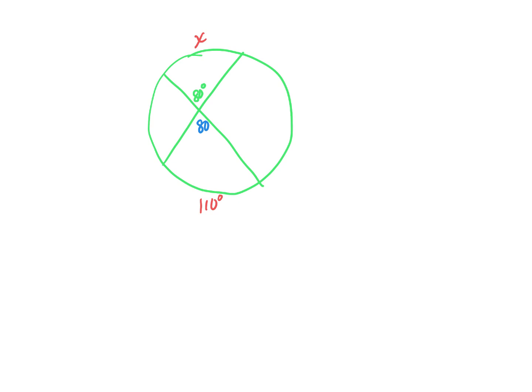So what it is, the average of the arcs equals the angle. Everybody see that? The average of these two arcs equals the angle. When you find the average of two things, you add them together and divide by 2. So then you have that x plus 110 equals 160. So x equals 50 degrees.